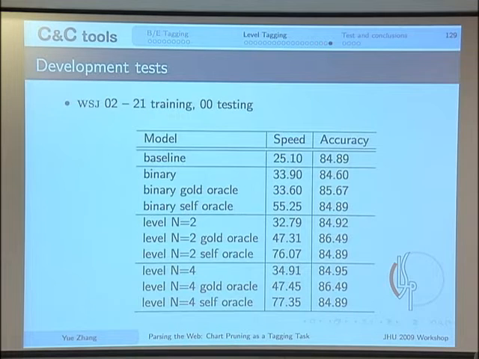Here are some development tests on CCGbank data, where we compare the effect of binary tagging and level tagging with a tag set containing 3 tags, and level tagging with a tag set containing 5 tags. By comparing binary and level tag 2, we can find that the cell oracle is much better for level tagging, which shows that we can do much better with level tagging. And by comparing the second and third row to the last row, we find that the 5 tag set achieves much better pruning effect than the previous ones. And therefore, we set the tag set to n equals 4.